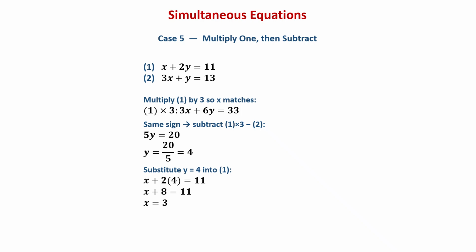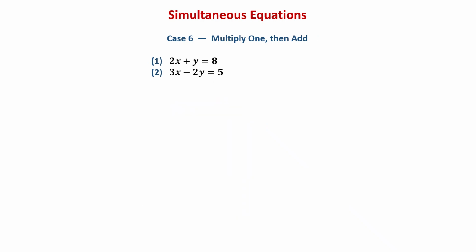Do you get this one? Let's look at this example here. Can you think of something to do here? The 2x and 3x are not equal. y and negative 2y are not equal. But what if we multiply the first one by 2? If we multiply the first one by 2, it's going to be 4x plus 2y equals 16.